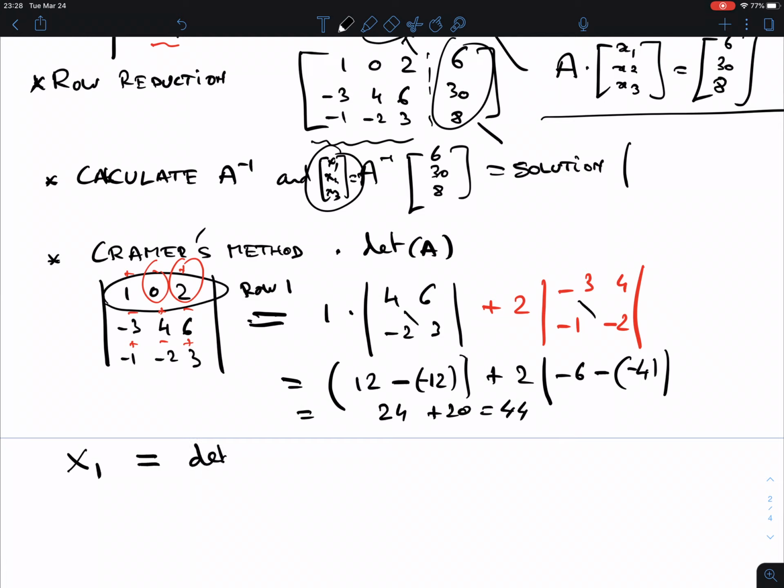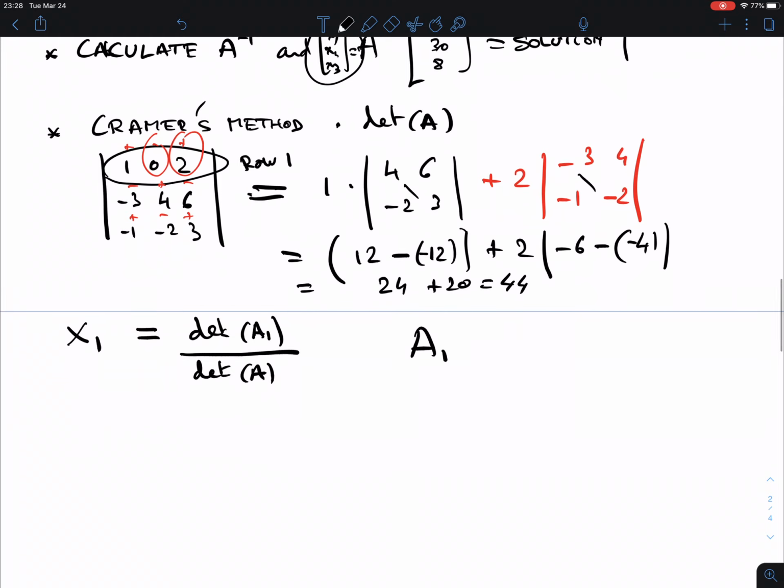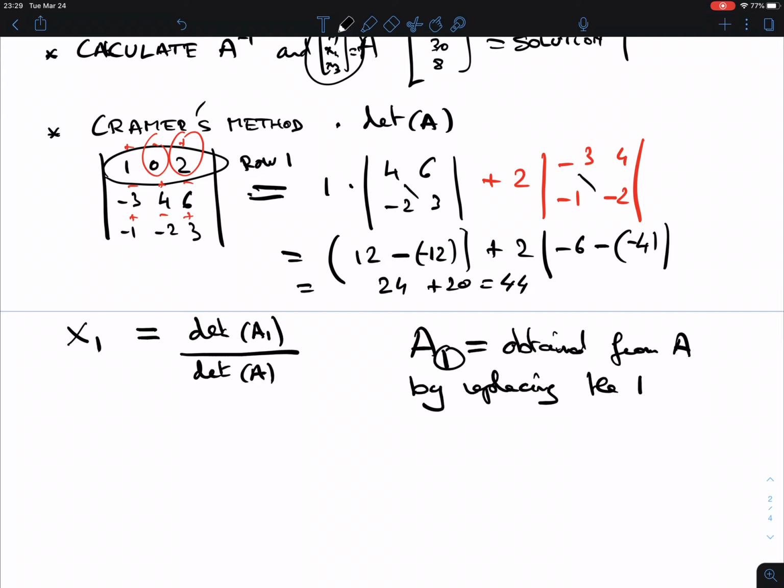The determinant of A1, but I haven't told you what that is yet, divided by the determinant of A. Now this we calculated. What is this A1? A1 is obtained from A by replacing column 1 by the constants. What do I mean with that?